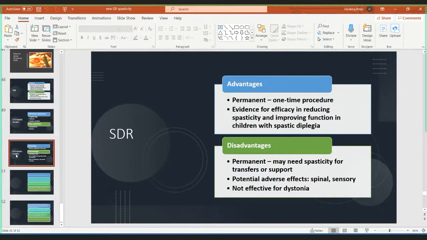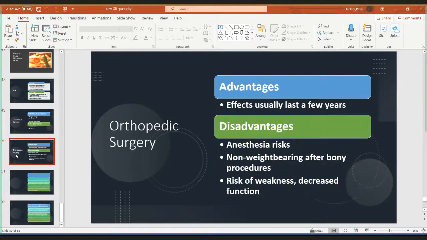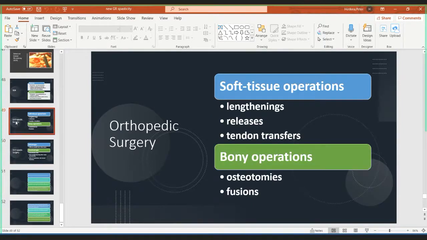And there are some orthopedic surgeries, actually I think I skipped one slide: lengthening releases, tendon transfers.